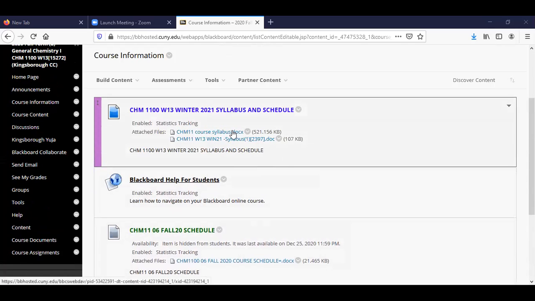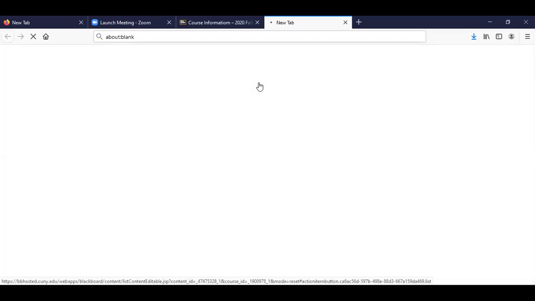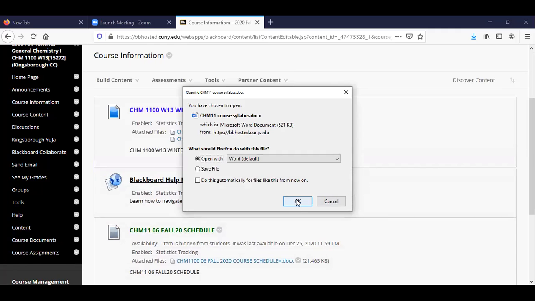Okay, let me go back here. We have the syllabus. I have two syllabi here. They are the same. What happened is the second one is a little explanation of the first one and the adaptation to the online course. I'm going to open this one first.